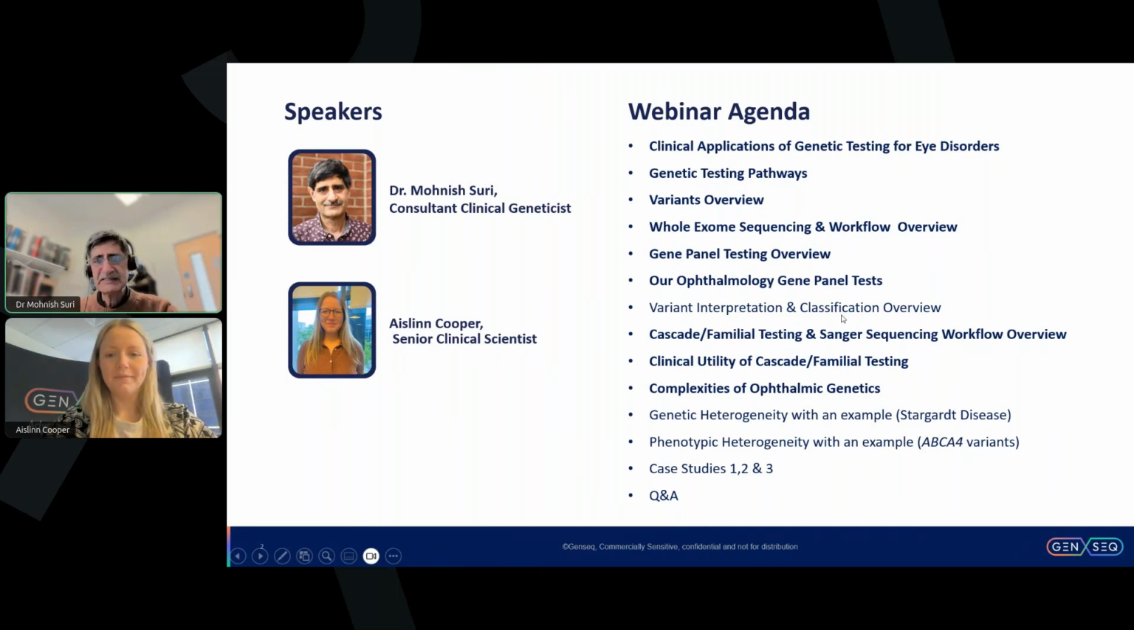interpretation and classification overview, and then we've actually got rid of that slide. So there will be a workflow overview of cascade testing as well. We've got rid of this slide, clinical utility of cascade of familial testing.